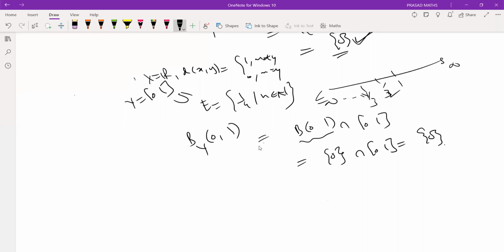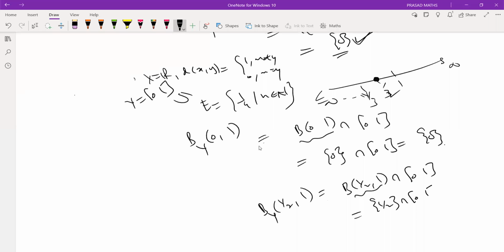Yes. You can take any point, of course. Now I'm taking random points. Suppose 1/2 is there. What is the open ball centered at 1/2 with radius 1, intersection with Y? The open ball centered at 1/2 with radius 1, intersection with closed [0,1], is just 1/2. Is it clear?